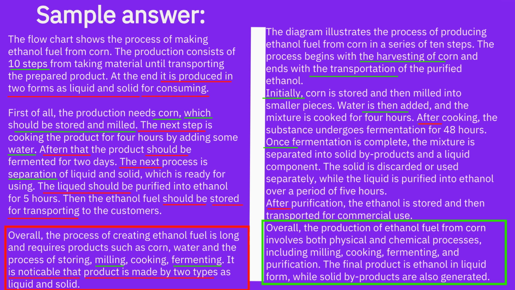Finally, the lexical resource could be band 7.5. There is good use of topic-specific vocabulary: harvesting, fermentation, purified, byproducts. No major errors in word choice. In general, this is a strong response that clearly describes the process using appropriate vocabulary and structure. With a bit more variety in expression and sentence structure, it could comfortably reach band 8.0 or higher.